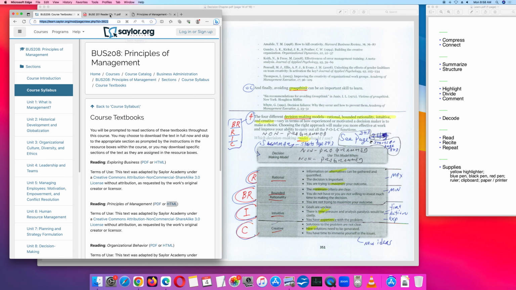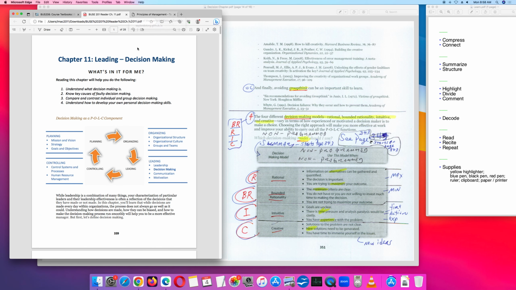What you can do is look at this chapter and try to read it on your own without any of the markups, and it's a little hard to grasp the information. But once you've done my process of highlighting, dividing, and commenting, it becomes a lot easier to put in the information and then to review, recite, and learn it.